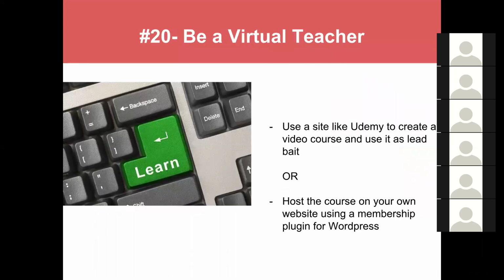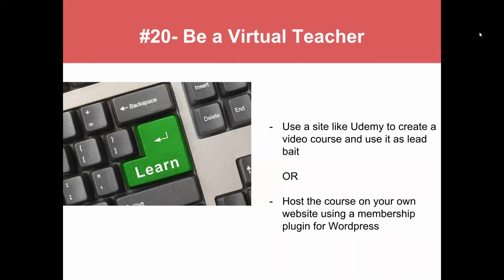So number 20 is be a virtual teacher. Again, this is the same idea. You're going to position yourself as an expert on something, the same idea as the ebook, right? If you're the expert on something, then people are more likely to follow you into other things. So if you use a site like Udemy, you can create a free video course. Sorry, you can actually create a free one, but you can also sell them, right? You can create a video course and use it as lead bait, or you can host the course on your own website using a membership plugin for WordPress. Anybody that already has a WordPress site, that's a very easy thing to set up.